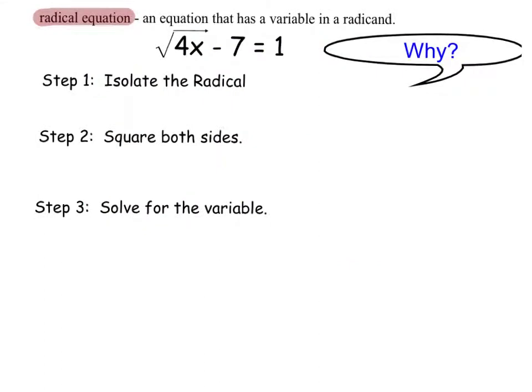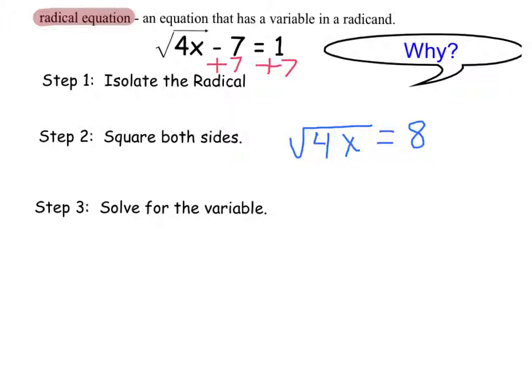Okay. When solving a radical equation, what you really want to do is get this radical by itself. Remember, a radical equation is an equation that has a variable in a radicand. So the radicand has an x here, so I need to get this by itself. The first thing I'm going to do is get rid of this minus 7 by adding it. As you can see, I added 7 to both sides, and now I have the square root of 4x equals 8.